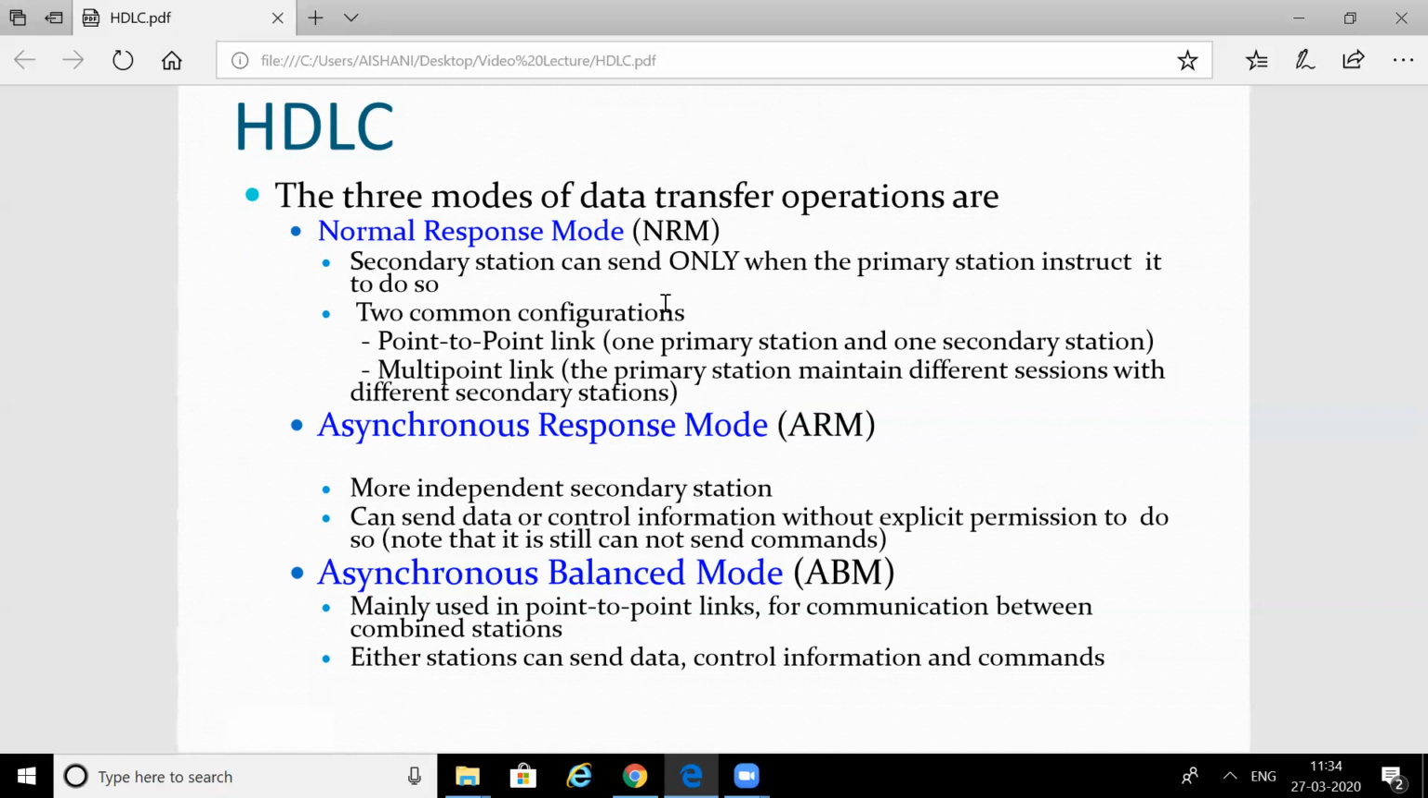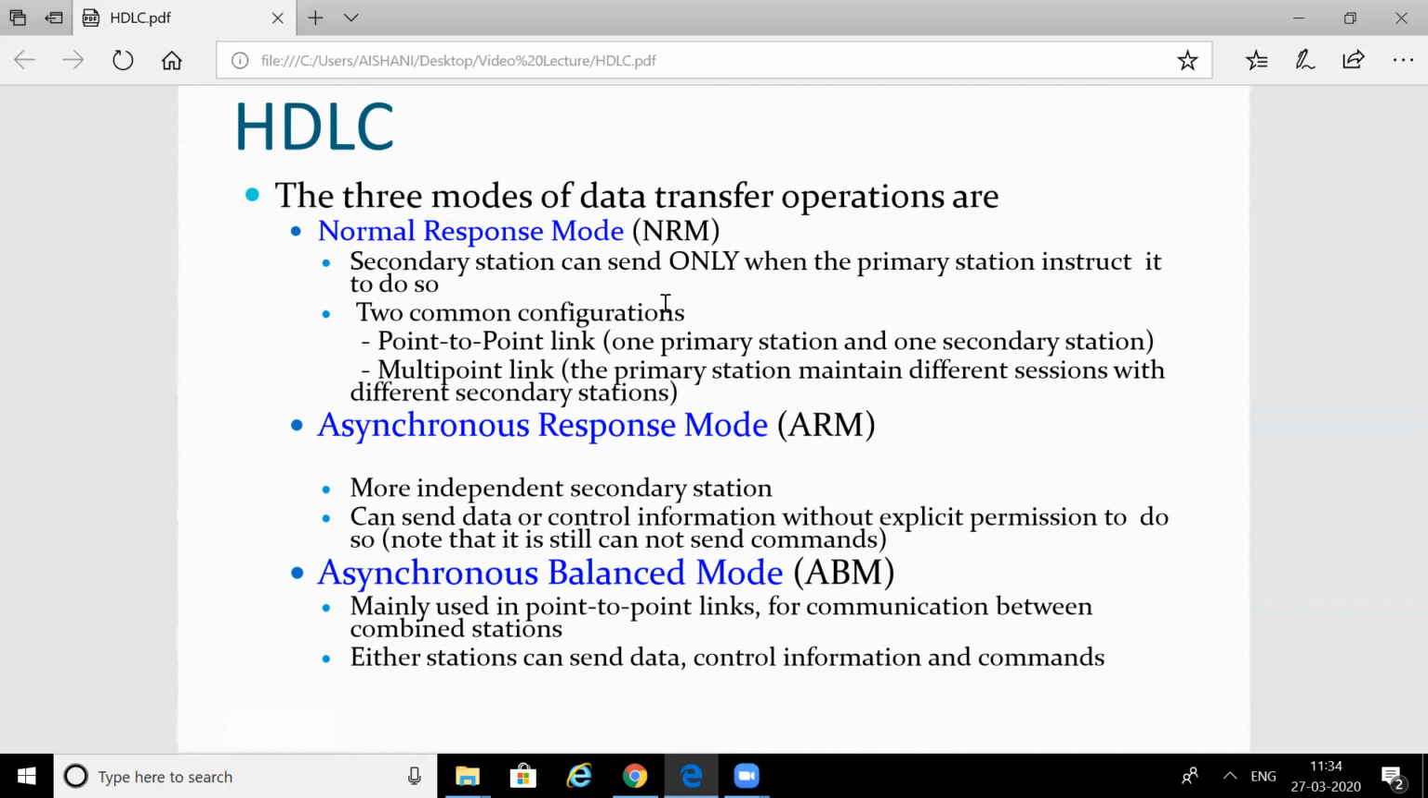Then asynchronous response mode, or ARM, in which the secondary stations are more independent. They can send data and control information without explicit permission from the primary station, but still they cannot send any command to the primary station. They can send data or control information but cannot send any command to the primary station.